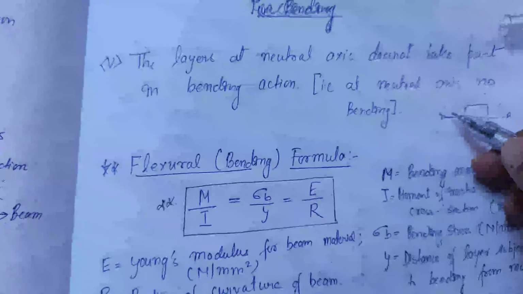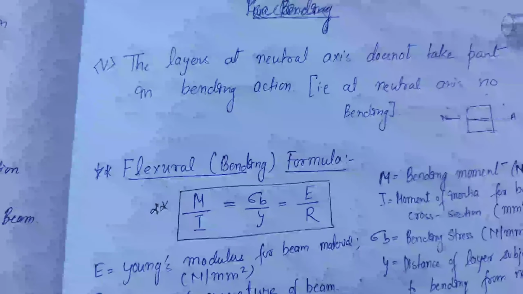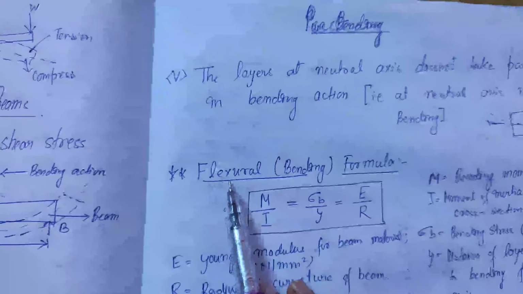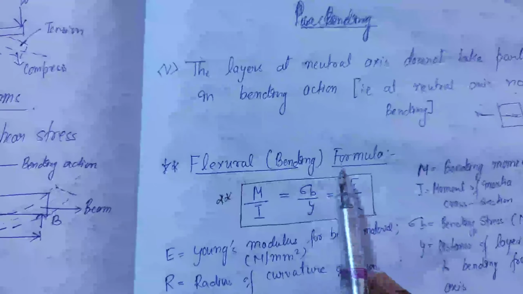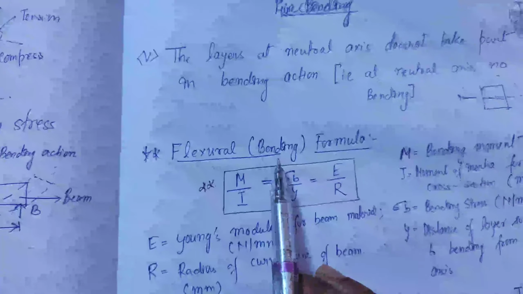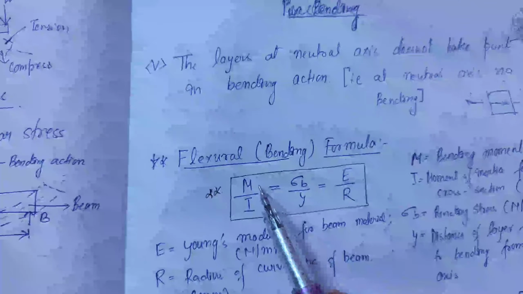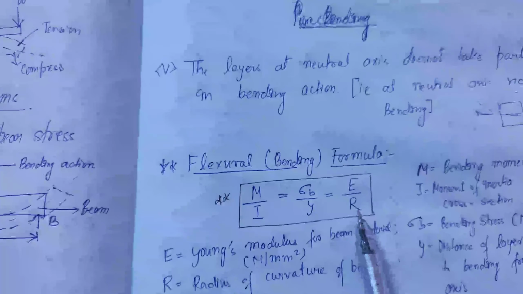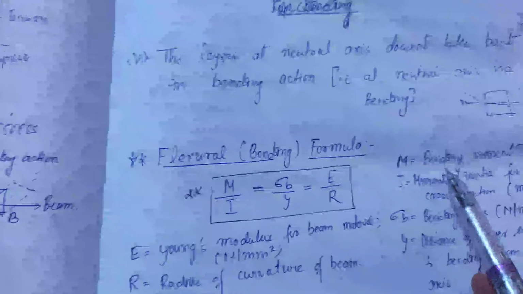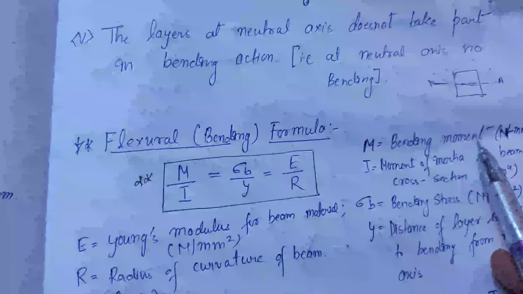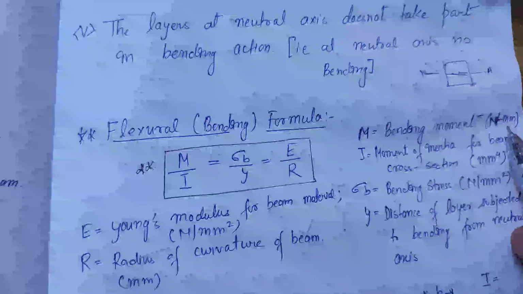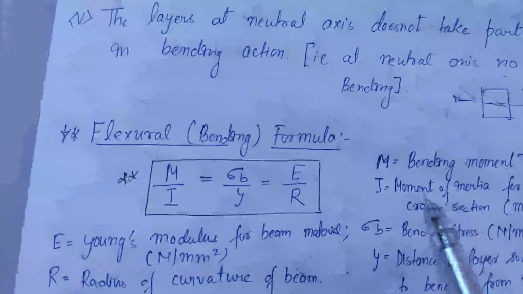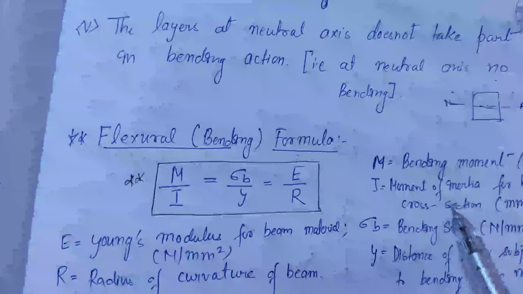Okay, I hope you have understood the bending stresses. Then we have studied the assumptions. Now let's come to a formula which is also known as the flexural formula, or the bending formula. Flexural means bending. This is a very important formula which gives M by I equals sigma by y equals E by R. Here M is nothing but the bending moment, and it has unit of Newton mm. I is the moment of inertia for the beam cross section.